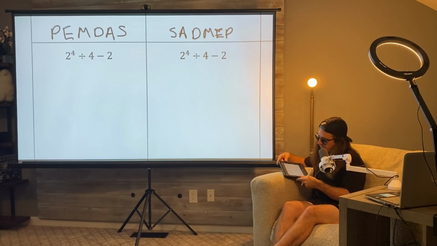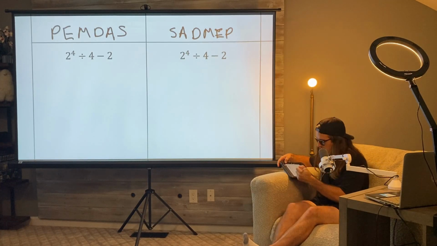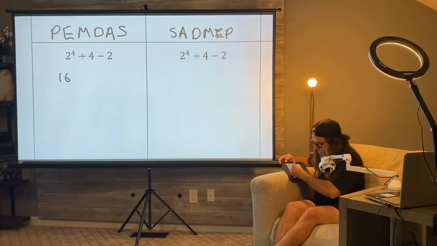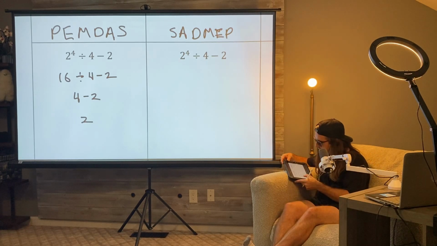Last one here, we have exponent, division, and subtraction. According to PEMDAS, which is what you will do in your class, we do exponents first, then we can divide, and then we can subtract. So the answer here is 2, right? That is the correct answer.